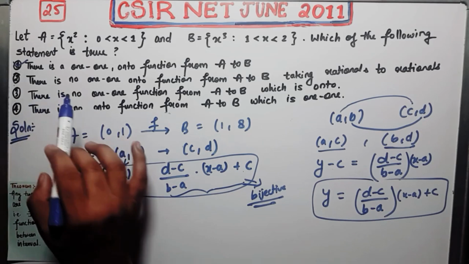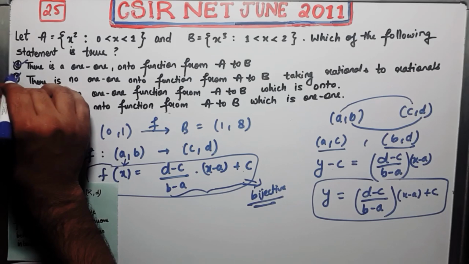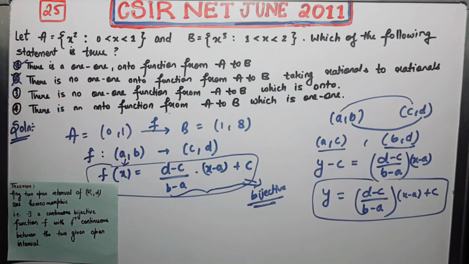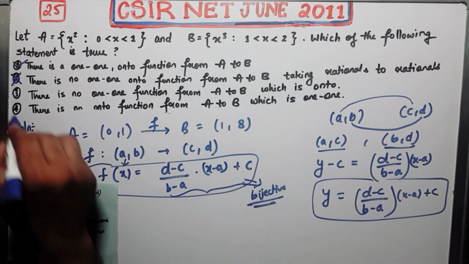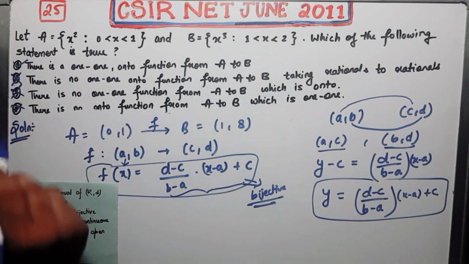It says there is no one-one onto function, but you are getting a one-one onto function that will take rational to rational. Therefore the second option is false. Now come back to the third one. It says there is no one-one function from A to B which is onto, but it's incorrect because you are getting it. The fourth one says there is no onto function from A to B which is one-one, so you are getting it. Therefore the fourth is also false.